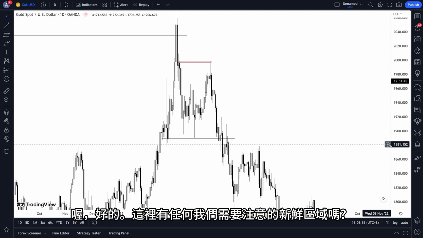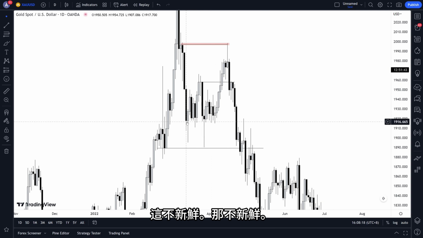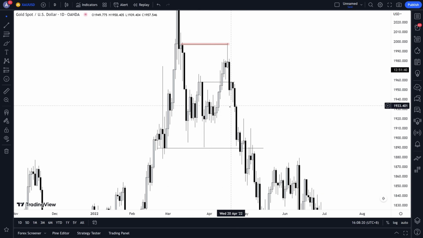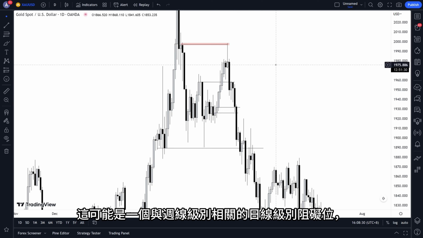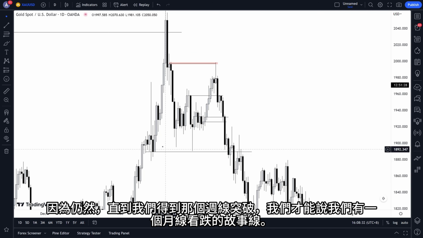Oh, okay. Anything fresh in here that we need to pay attention to? This is not fresh, that's not fresh, these two aren't fresh. This was a left shoulder, that's also not fresh. We have this one. We have this one. Okay, let's pay attention. So we have this one that gets rejected first. This could be a daily obstacle in relation to the weekly, because still, until we get that weekly break, we can't say that we have a monthly bearish.